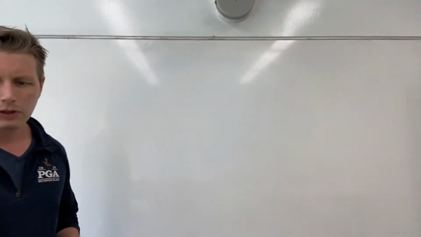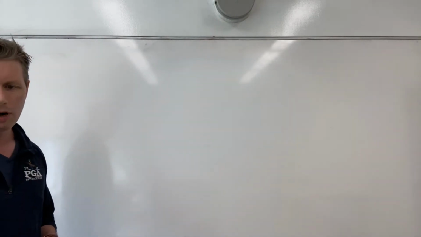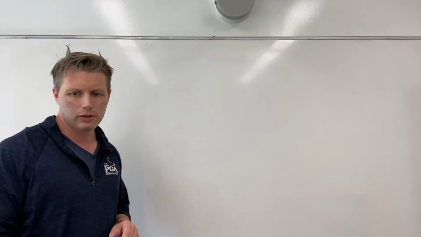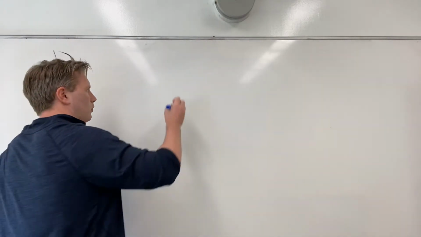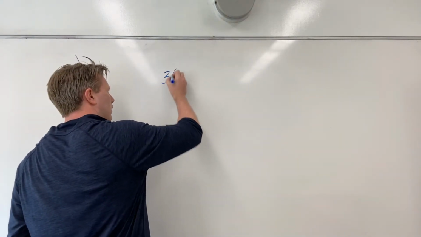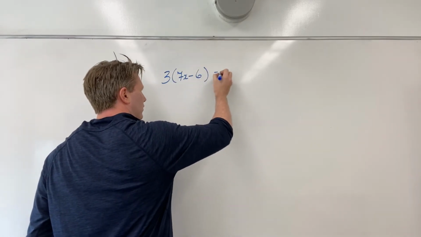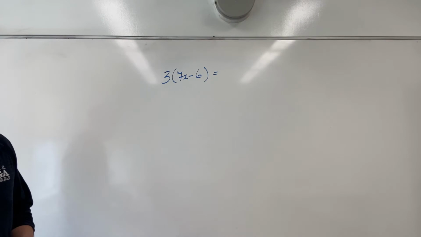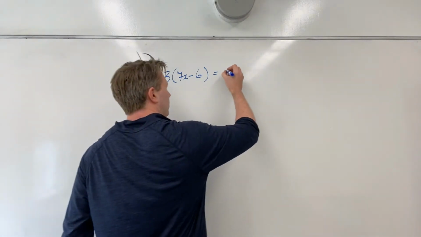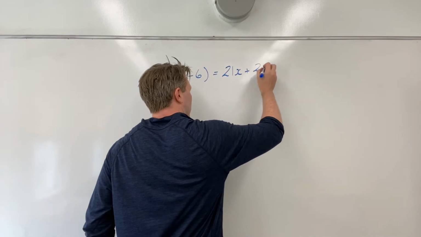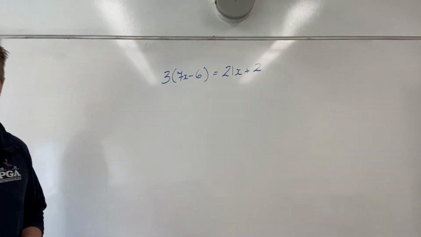All right, so let's have a look at a different kind of problem. Here I have, it is again a linear equation. 3 times the quantity 7x minus 6 is equal to 21x plus 2. All right, we want to solve this equation.